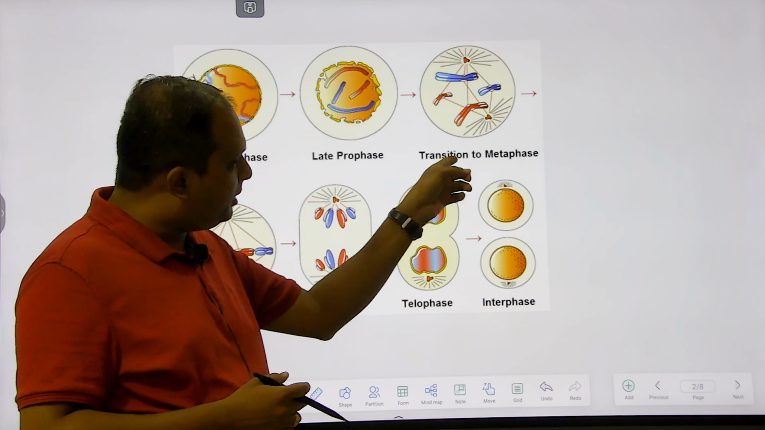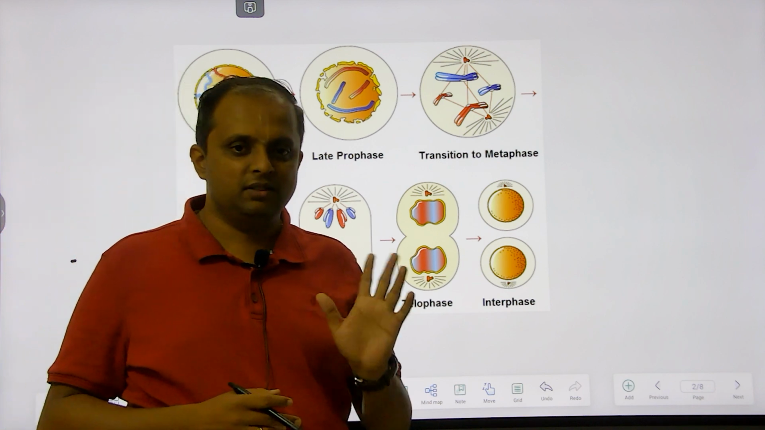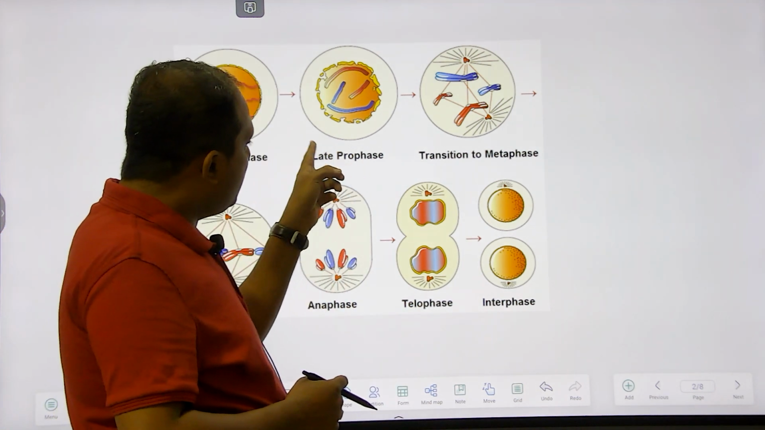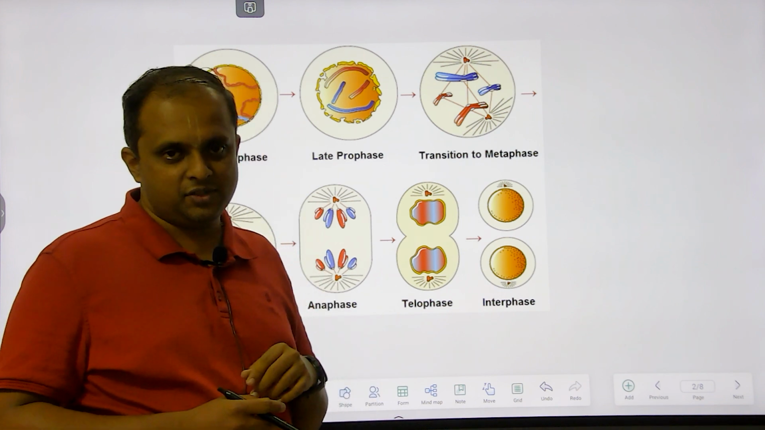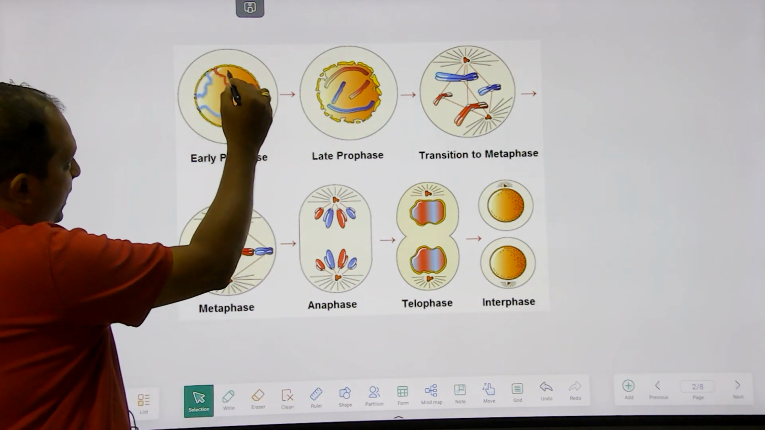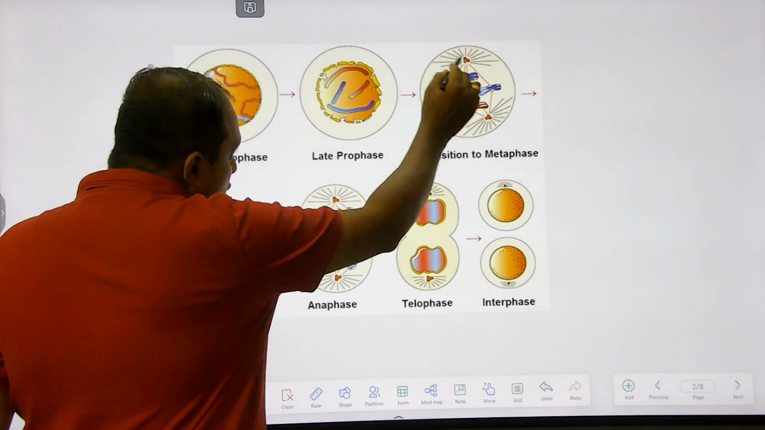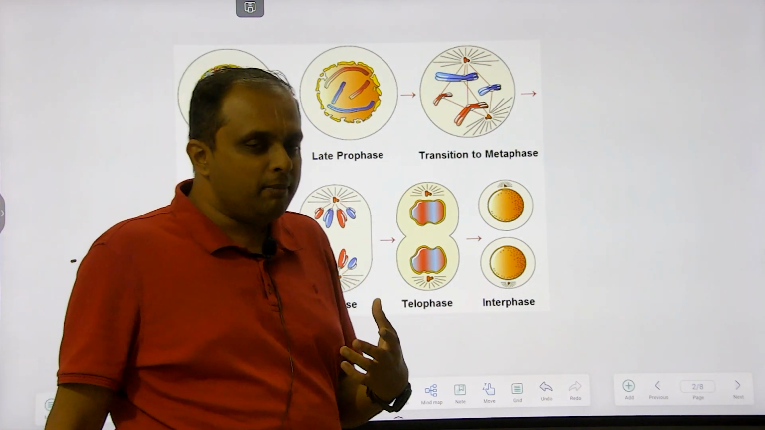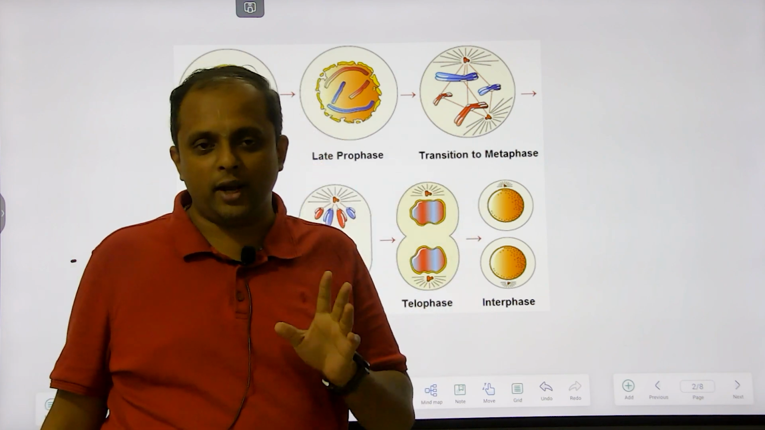You have a separate picture here, the transition to metaphase. So what happens in metaphase? When you compare late prophase and the transition to metaphase, you will see two important features. One is the nuclear membrane. Here there is an intact nuclear membrane. Here the nuclear membrane starts disintegrating. Here you don't see the nuclear membrane. So the nuclear membrane disintegration gets over in metaphase. This is a very important point: the disintegration just begins in prophase, but it gets over in metaphase.